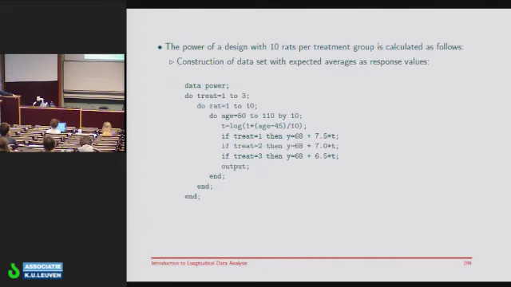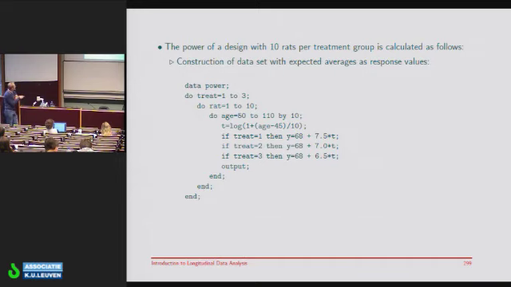So how would I do that? Suppose that I want to calculate the power of a design with 10 rats per treatment group. How would I have to set up my artificial data sets? Well, I create a new data set. So here you need some data steps, and I call it data power. I need 3 treatment groups, so treatment goes from 1 to 3 in steps of 1. The rats go from 1 to 10 in each group. The ages go from 50 to 110 in steps of 10.